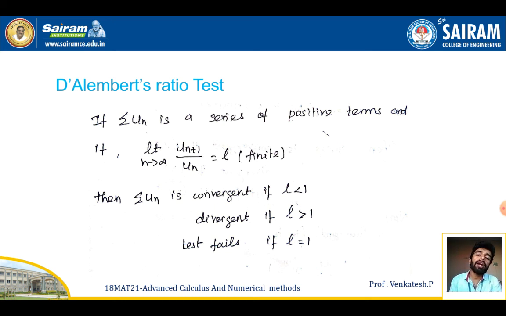If the problem contains terms like factorials in the denominator, we can easily go for D'Alembert's ratio test. If the function has powers of n, like 1 by 2 whole power n or 1 by n whole power n, if such problems are there, we can directly apply Cauchy's root test.